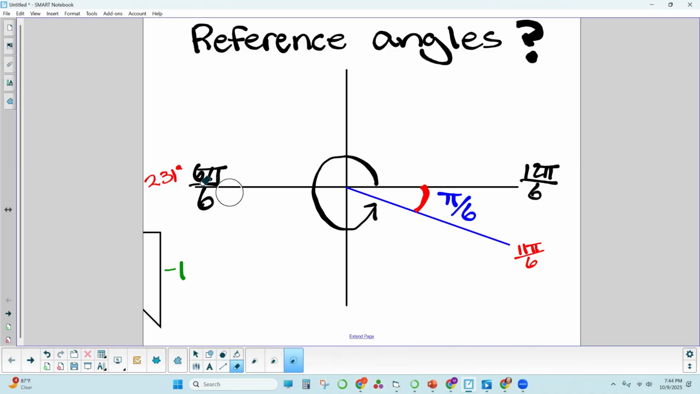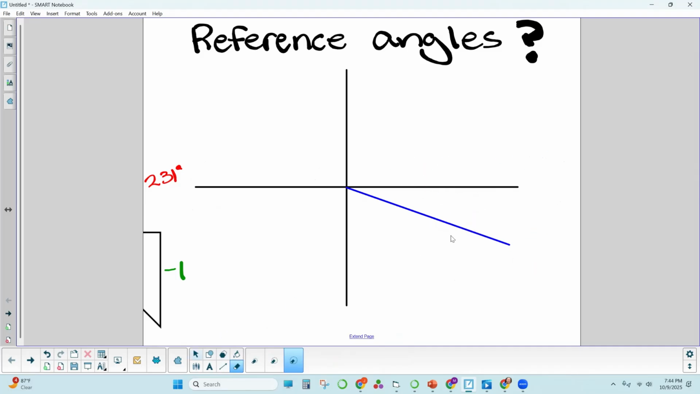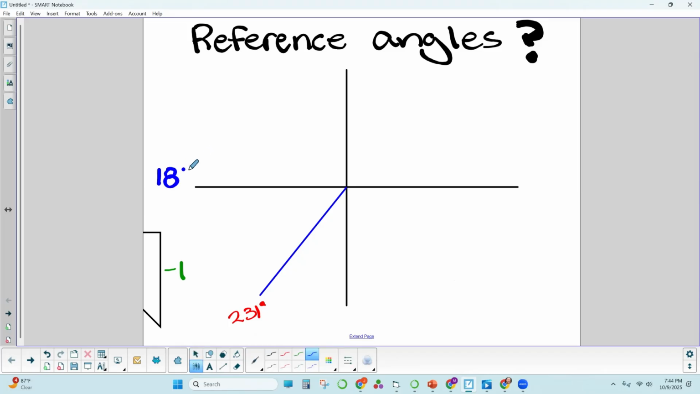Okay? All right, let's do one more in degrees. Take my initial side back. Let's go 231. So this is 270. This is 180. So 231 is somewhere in between. Let's just say it's right here. Call that 231 degrees. Okay, again, here's 180. And my reference angle is the acute angle between the terminal side and the x-axis. So how do I find that? Well, how far is 231 from 180? 51 degrees. So that's my reference angle.